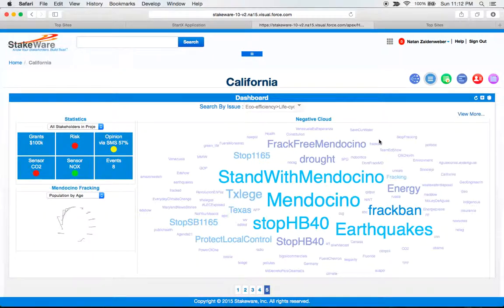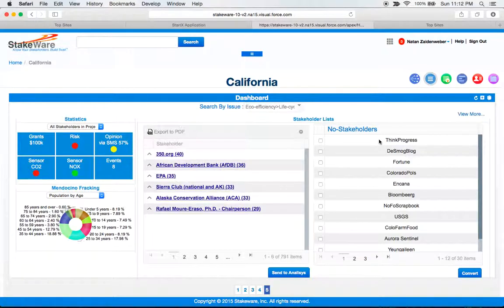Ultimately, we can calculate which of the stakeholders that you have already identified is most influential in the context of this particular issue, and which Twitter handles or Facebook users you haven't yet identified as stakeholders, but that you should be paying attention to because of their activity in social media.